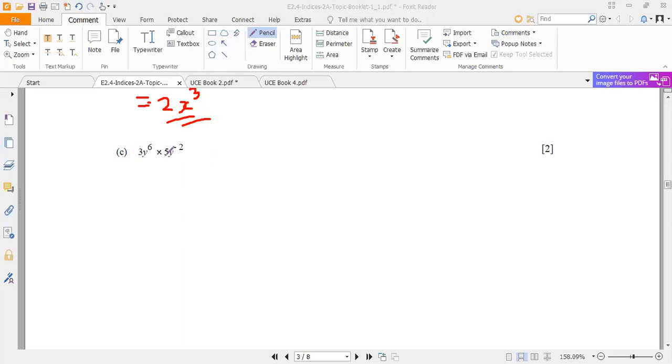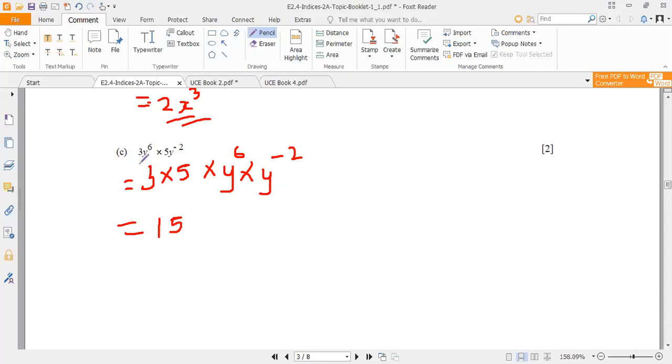Let me go ahead and explain. We are using the multiplication law. We first bring the things that are the same together. This will be equivalent, so please always put equal signs. I bring the 3 and the 5 together, and then I bring the y's together, times y to the power of -2. Then 3 times 5 is 15. I work out these together, and then I also work out these two together.